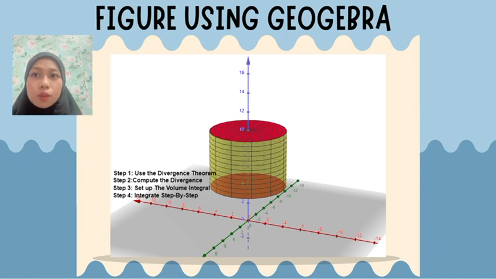These 3D figures show the solid region Q, which is bounded by the cylinder x squared plus y squared equals 16 with caps at z equals 4 and z equals 10. We use this region to apply the divergence theorem, which allows us to convert a surface integral into a volume integral. The vector field we're working with has a divergence of 16, so instead of integrating over the surface, we compute the volume of this cylinder using cylindrical coordinates. This figure was created using GeoGebra to help visualize the region and make the integration process clearer.